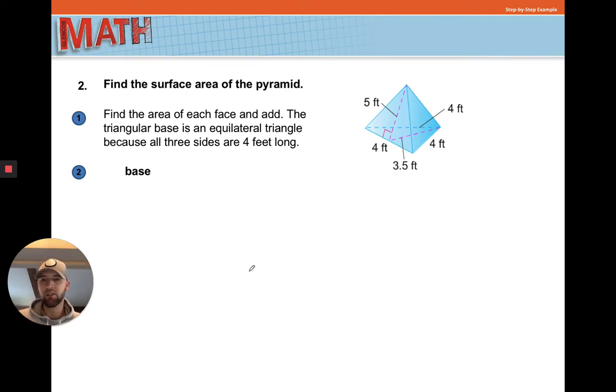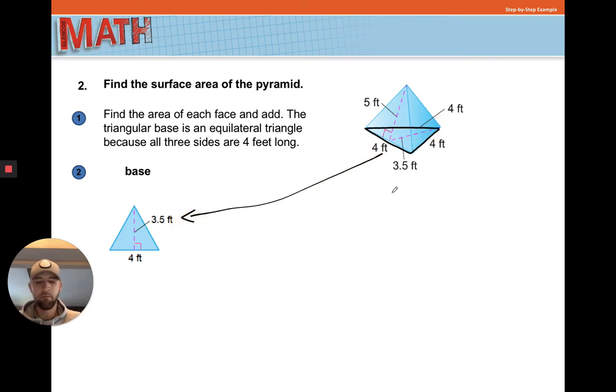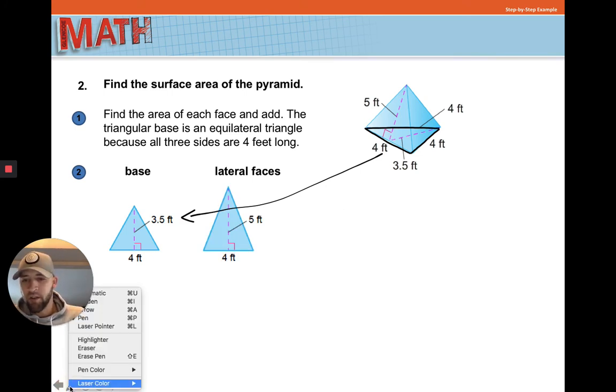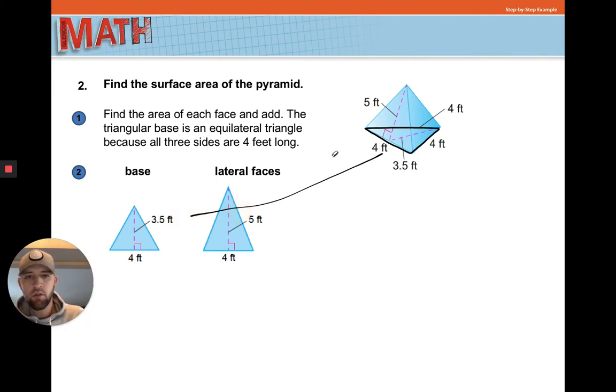Number 2, they're going to walk us through this one. Find the surface area of the pyramid. Step 1 says find the area of each face and then add. The triangular base is an equilateral triangle because all 3 sides are 4 feet long. So they pulled it out here for us. Notice that they are just looking at this shape right now. They took that out and just threw it right there. And then if I can go ahead and get my eraser out just so you can see here. Oh no.